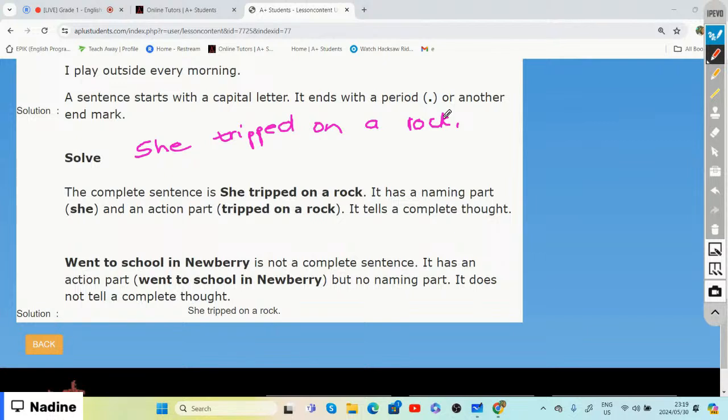All right. If we were to identify our naming part, then our naming part would be "she," which refers to the person or thing that is doing the action. And the action that she did was "tripped on a rock." So tripped first, but also on a rock, and that is the action part.